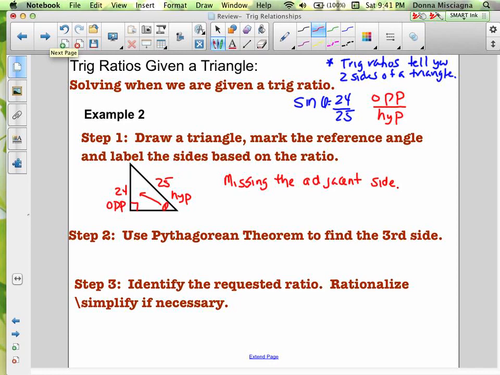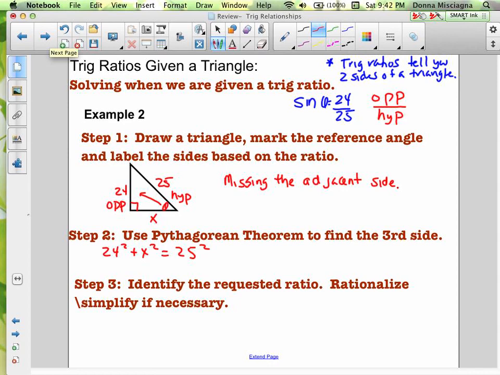Right, so let's use the Pythagorean theorem to find it. Let's call the missing side x. Now our x here is a leg again, so it's going to be 24 squared plus x squared equals 25 squared. Make sure it's the hypotenuse that's always isolated, not necessarily the missing value, unless your missing value is the hypotenuse.